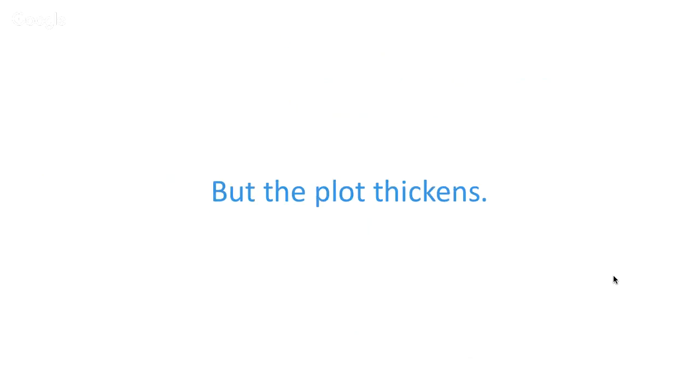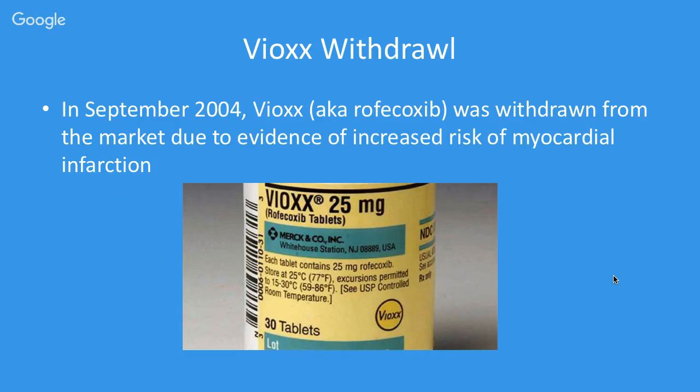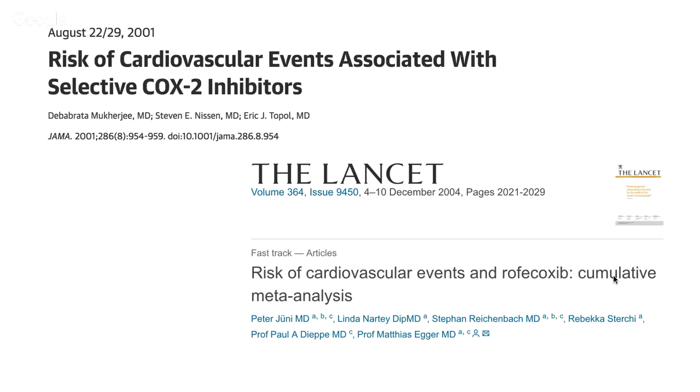But the plot thickens, because in 2004, a company called Merck withdrew the medication rofecoxib, which JM was taking for his arthritis. It was withdrawn from the market due to increased risk of myocardial infarction. There was concern sufficient that the FDA said, together with the company, this medication needs to come off the market. And there have been suspicions for a while.